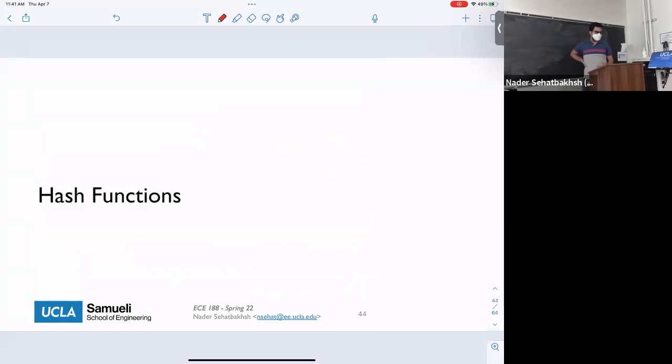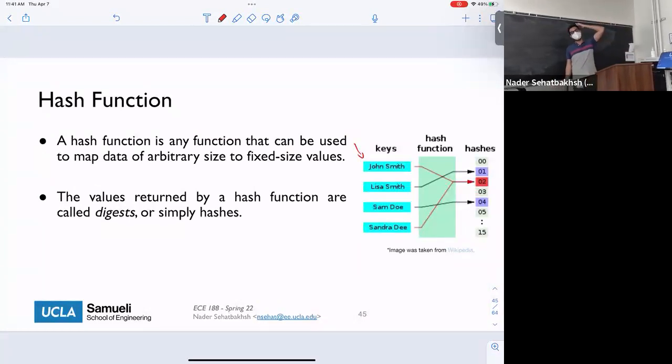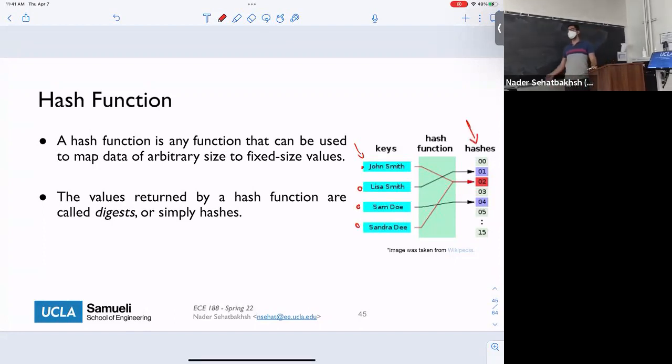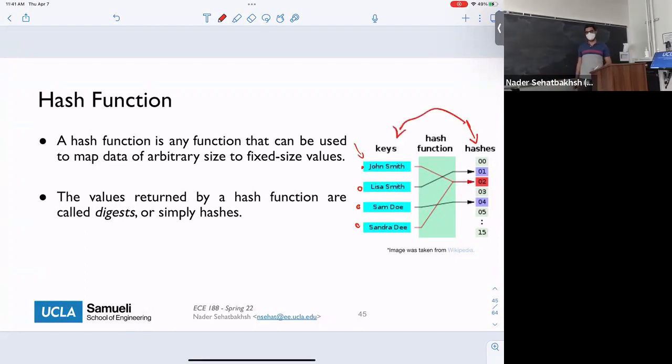Okay, so the second thing is hash functions. The hash function, generally regardless of security, is any function that maps some arbitrary size data to fixed size data. So for example, if you have a database of names with first name and last name, of course the size of this might not be the same for every single first name and last name. But what you want to do is create some sort of a hash for this, something that is fixed size, and usually the size of the hash is much smaller than the size of the keys.